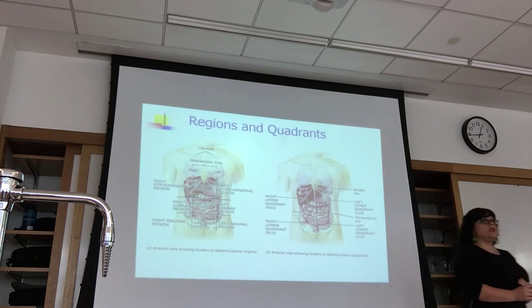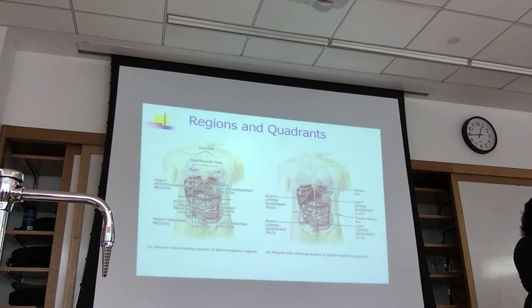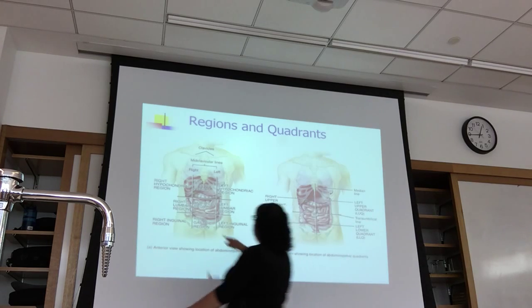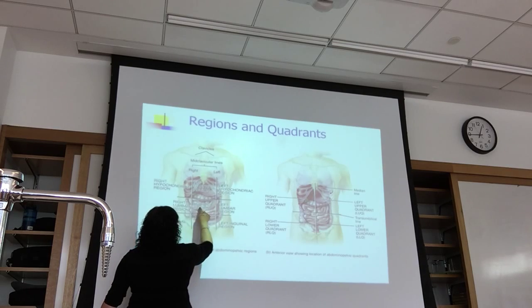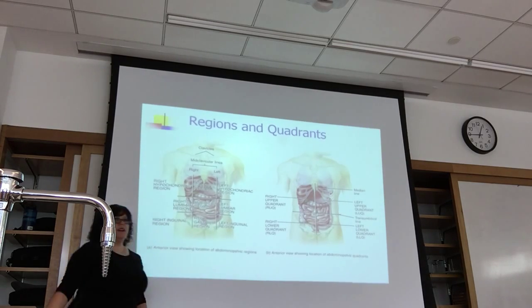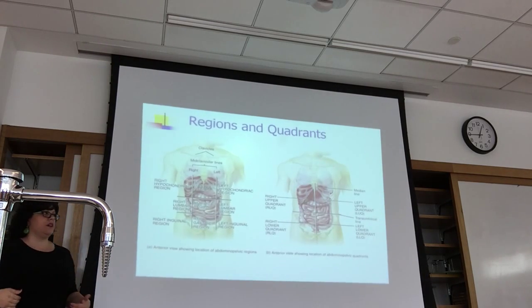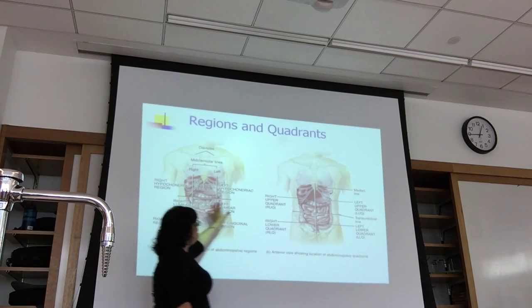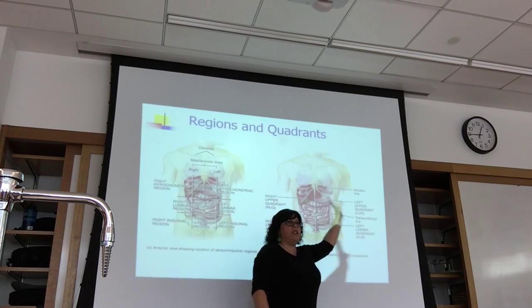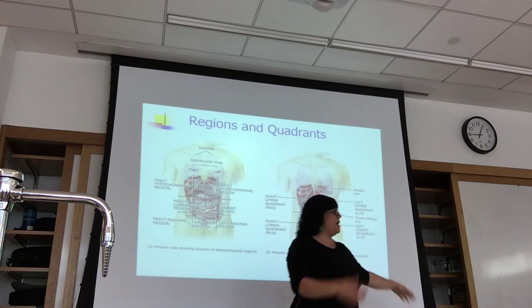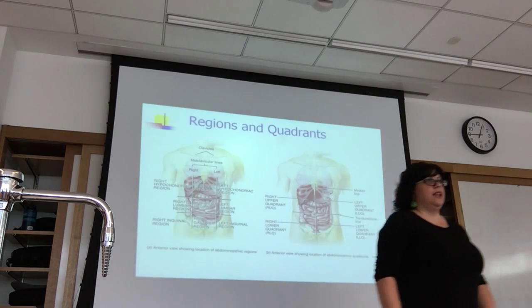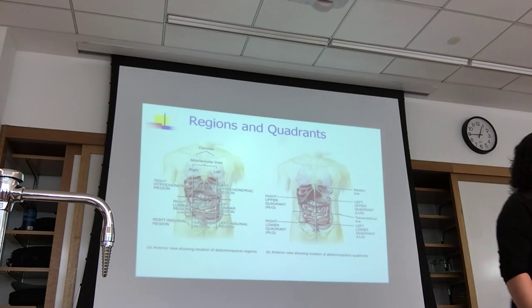Questions on the regions and the quadrants? How many quadrants are there? 4. How many regions? 9. It's just like tic-tac-toe. 1, 2, 3, 4, 5, 6, 7, 8, 9. Just like a tic-tac-toe board. So you can play tic-tac-toe and you can play 4 corners, all in the abdominal body cavity, but not in the thoracic. No fun up there.